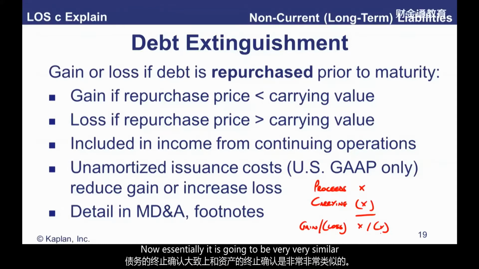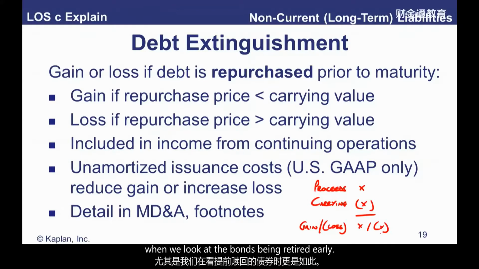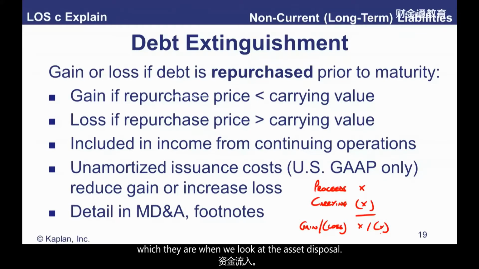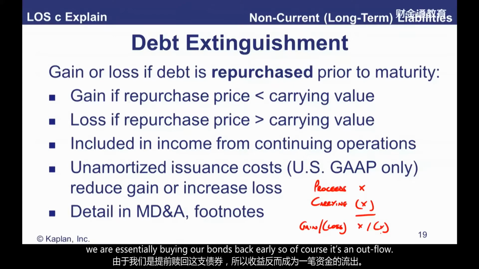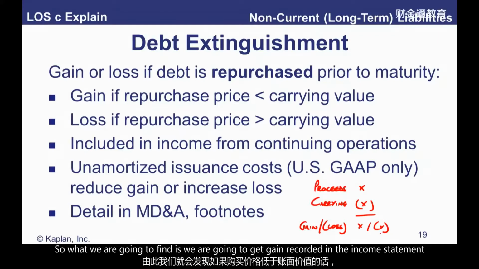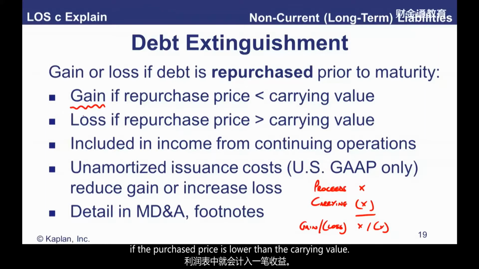Essentially it's going to be very similar when we look at bonds being retired early. The only difference here is that rather than proceeds being an inflow, as they are when we look at asset disposals, when we're retiring our debt we're essentially buying our bonds back early. So of course it's an outflow. So we're going to get a gain recorded in the income statement if the purchase price is lower than the carrying value.